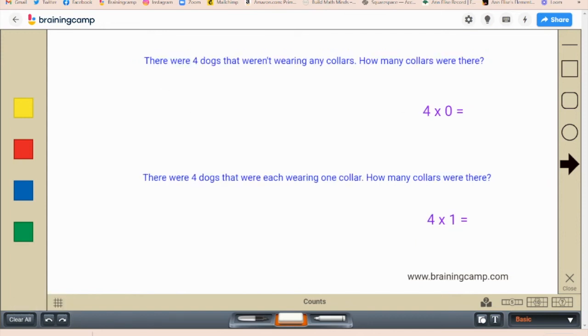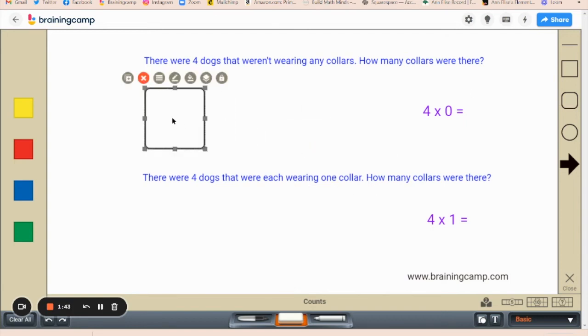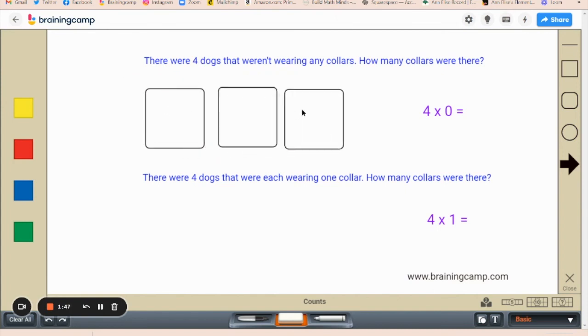Now, I also want to show you another context for this. So there are 4 dogs that weren't wearing any collars. How many collars were there? So if I bring out a shape for this, let's say, dog 1, and here is dog 2, and dog 3, and dog 4. Now, they're not wearing any collars. So how many collars are there? Well, there are none, right? So that 4 times 0 must be 0.